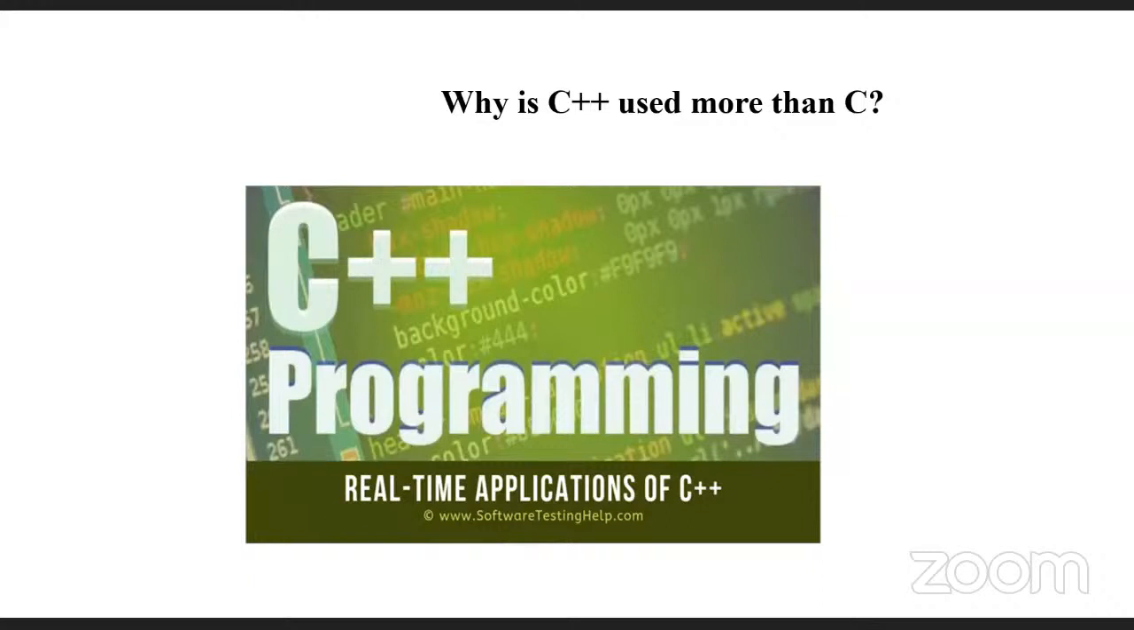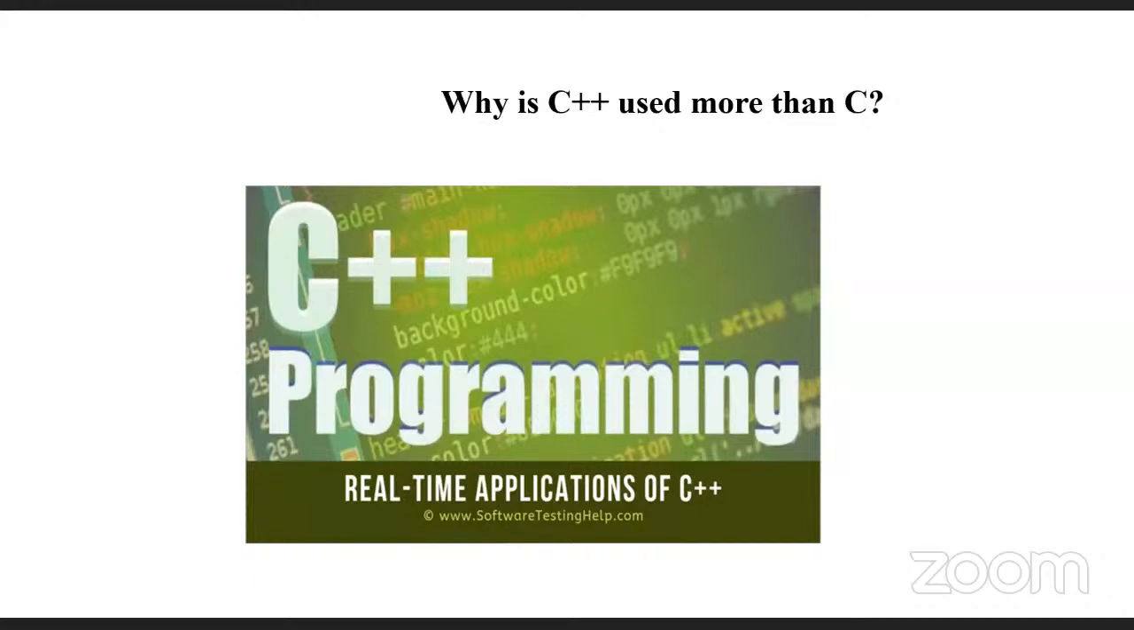Can you guess why C++ is more popular? Yes, it is secure. Absolutely, it is secure also. The main thing is C++ is object oriented. I will come back to polymorphism and all. C++ is object oriented programming. Why? In the real world, everything is considered as an object. So C++ is object oriented.